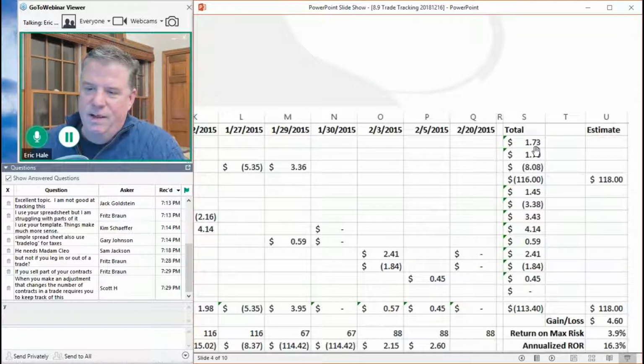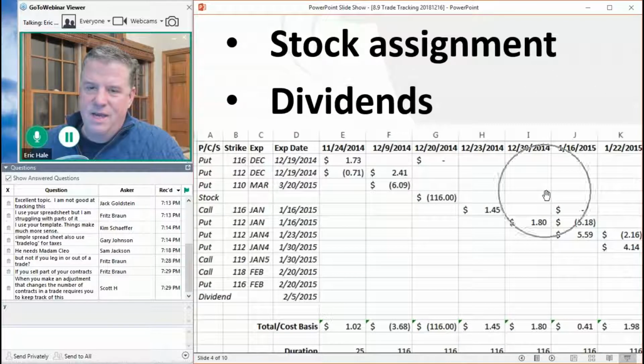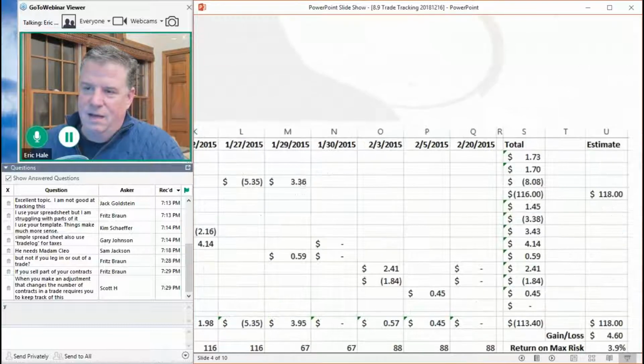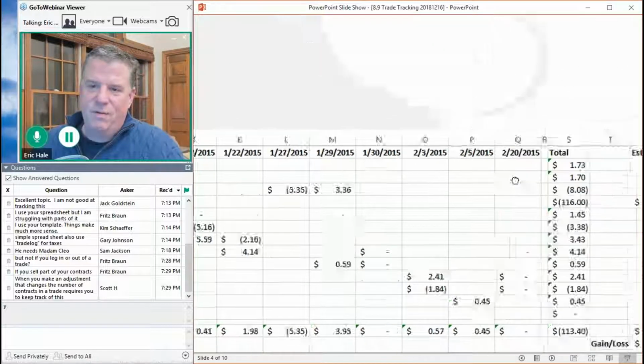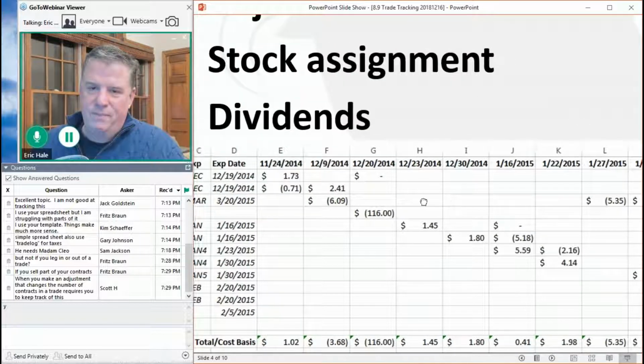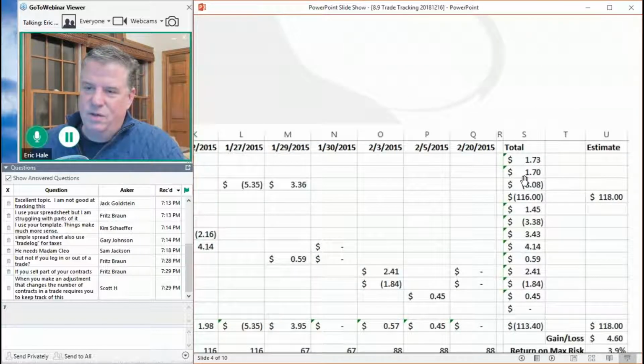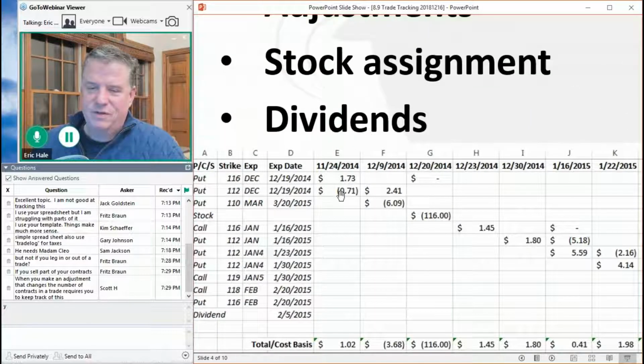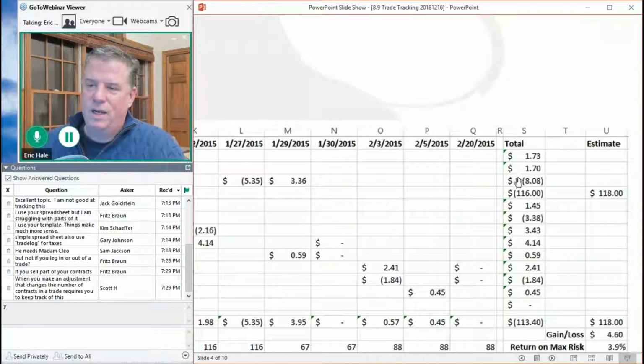So I can look down here and I can see what my net transaction cost was on each position. I netted a credit of 173 on that short put. The next instrument, I netted a profit of 170 on that was a long put. I bought it for 71. I sold it for 241.